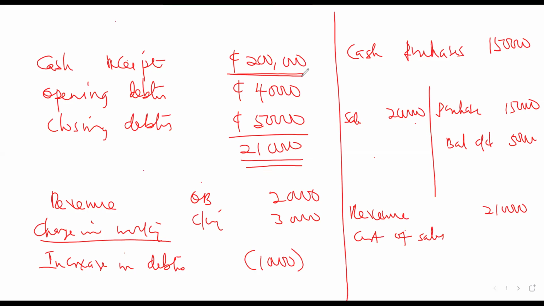We add the opening stock and subtract the closing stock, so that would be 140,000. So our cost of sales will be 140,000. Okay. Then we now have a profit of 60,000.